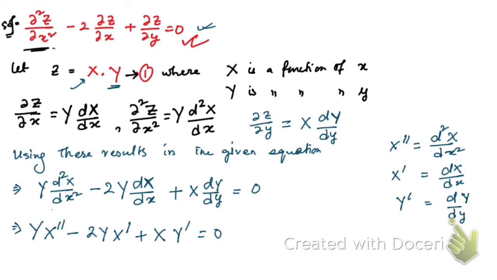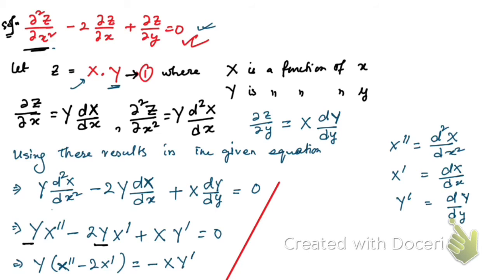Now it becomes easier to separate the variables. So here you see we can take Y common, right? Taking Y common, we have capital Y times (X double dash minus 2 X dash), and let us transfer this to the other side. Then what you're going to have is minus capital X capital Y dash, right?